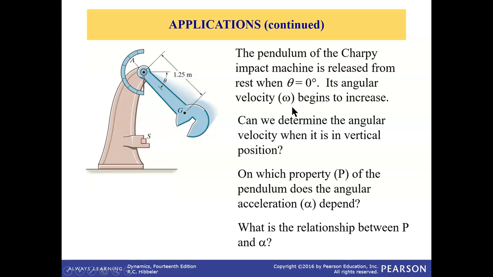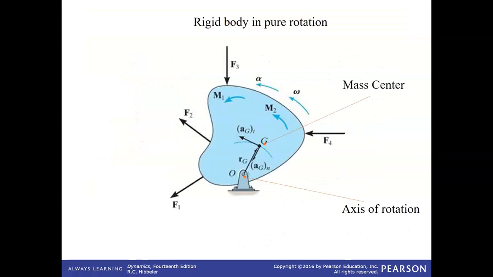Okay, so its angular velocity omega begins to increase. Can we determine the angular velocity when it is in vertical position? On which property of the pendulum does the angular acceleration depend? And you know that angular acceleration of this pendulum depends on the mass moment of inertia of the pendulum and how far the point of rotation is from the center of mass, which is G. So what is the relation between P and alpha? Where P is the property of the pendulum that depends on the angular acceleration, and we will see that equations of motion are useful for this analysis.